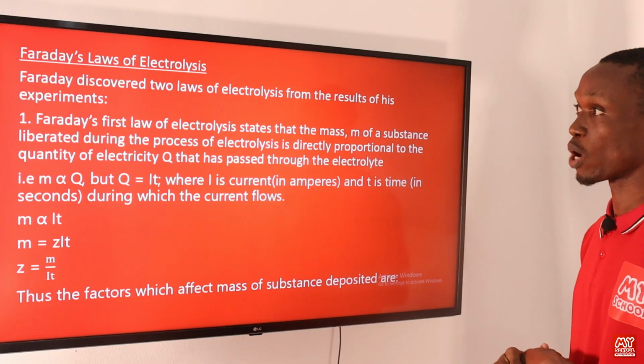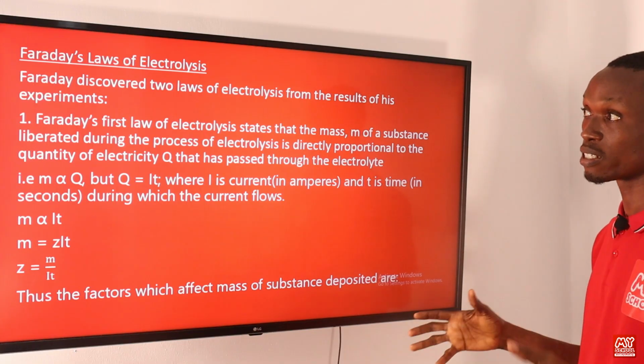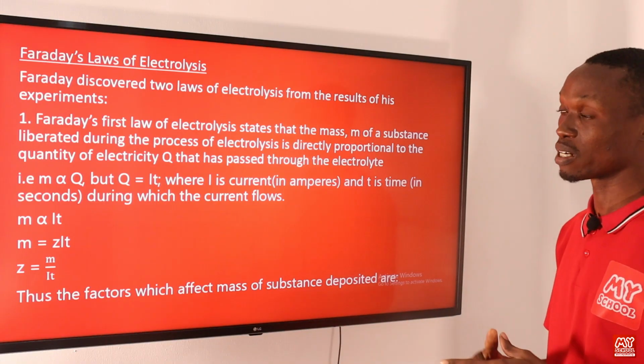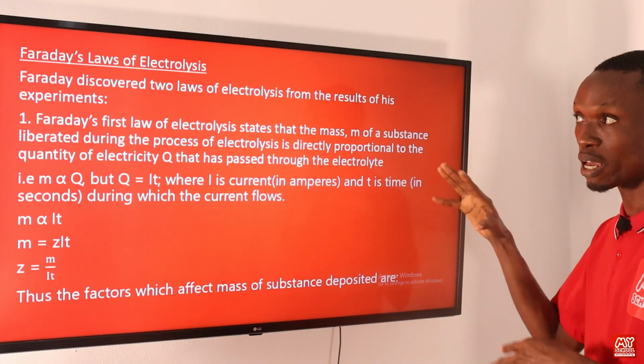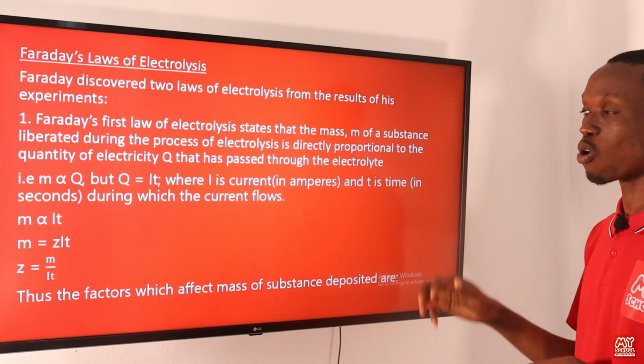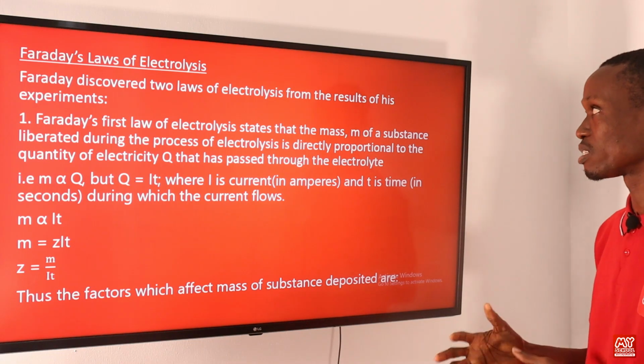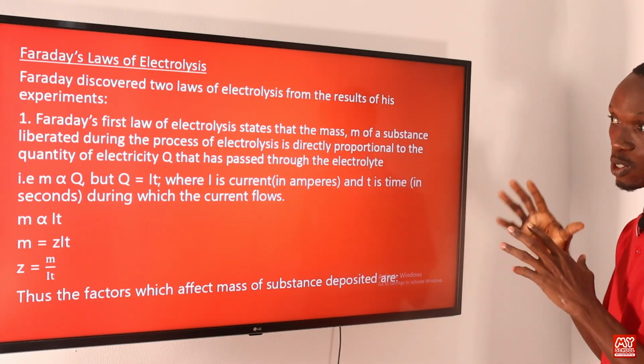Now, on the next slide, we are going to be discussing a scientist who discovered the 2 laws of electrolysis. And the name of this scientist is Faraday. So here we are going to be looking at Faraday's laws of electrolysis. Faraday discovered 2 laws of electrolysis from the results of his experiments.